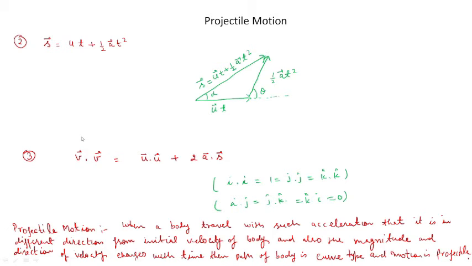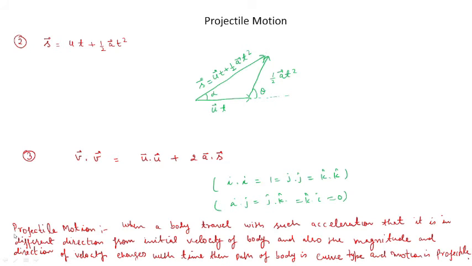And the third equation of motion will be written as v dot v, because you know that v dot v is equal to v square, equal to u dot u, which is u square, plus 2a dot s. You also know that i dot i, j dot j, k dot k is equal to 1, and i dot j, j dot k, k dot i is equal to 0.